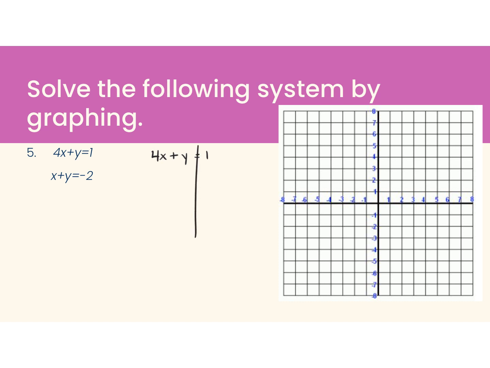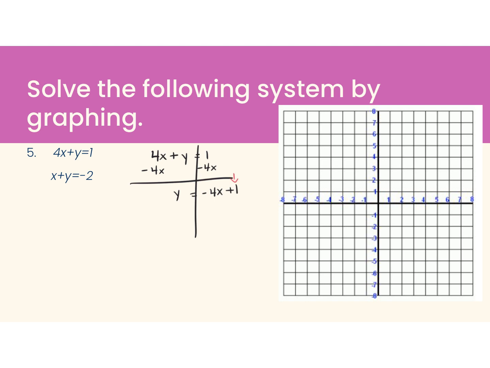And then I got to solve that, so I'm going to subtract 4x and subtract 4x. So my y is by itself. I have a negative 4x, and that 1 was positive, so I'm going to say plus 1. So now I'm in y equals mx plus b.